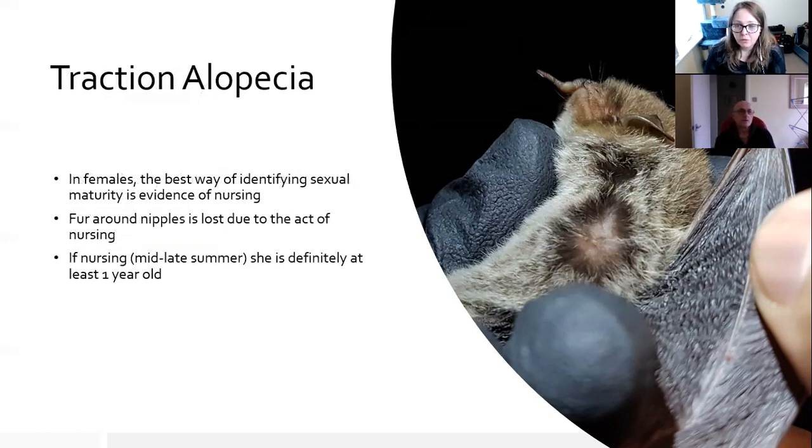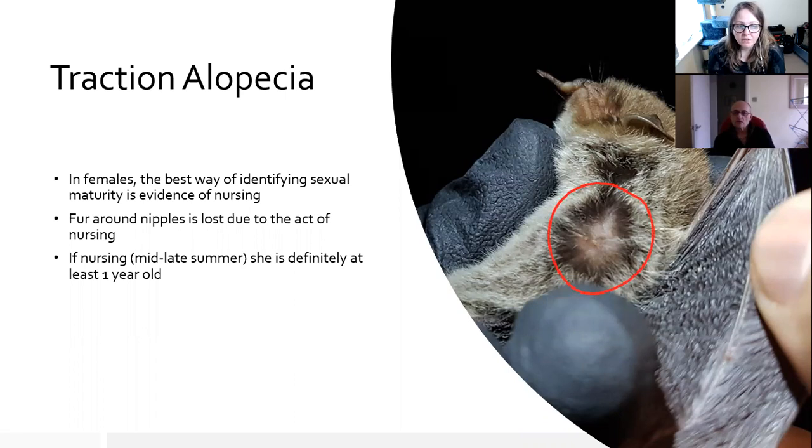So we eyeball basically a measure of traction alopecia, and traction alopecia is basically a loss of fur around the nipple caused by nursing. So the fur around the nipples is lost because the babies are clamped on there, and the more times she gives birth, the balder her nipples are.